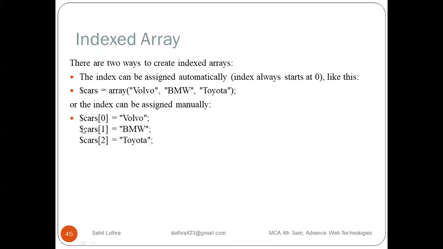After that, $cars, and here the second value is BMW. BMW is at the second location, but the index value of BMW is 1. And at last, the third value is Toyota. $cars, so the second index value is Toyota. So these are the index values. So this is called an index array. This is how you can create an indexed array.